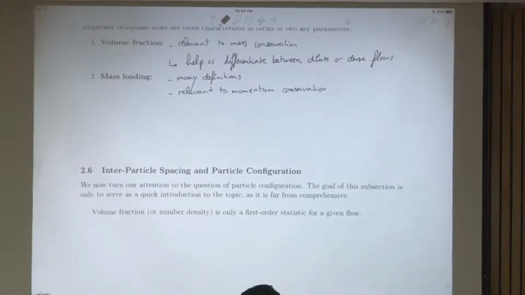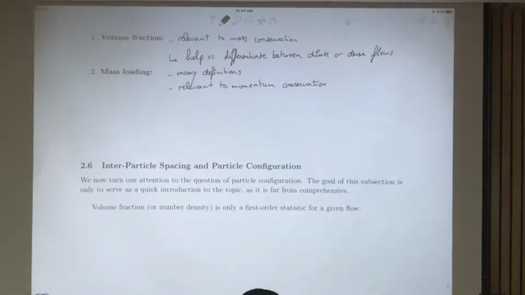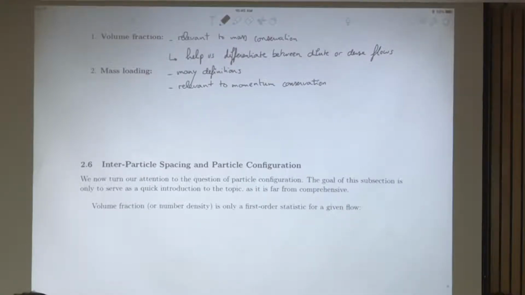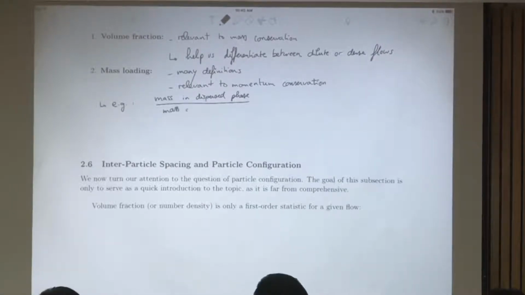So instead of looking at the ratio of volume, we're now going to go one step beyond and look at the ratio. Well, a couple of ways you can think about it. You can look at the ratio of mass in the system, or you can look at the ratio of momentum in the system. So I'll give you a few examples. What's probably used the most often is the ratio of the mass in the dispersed phase to the mass of the mixture.